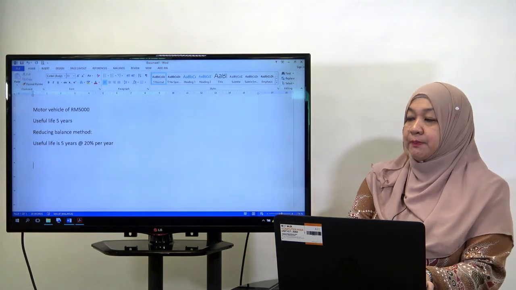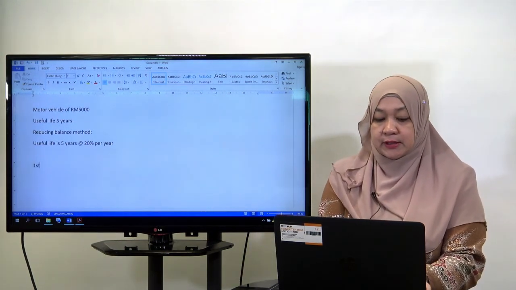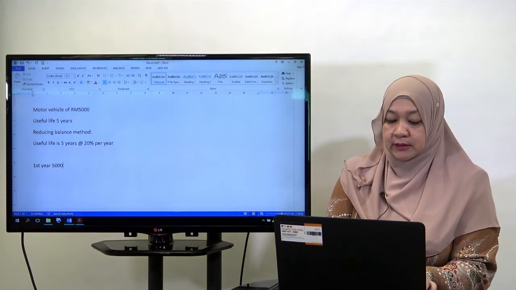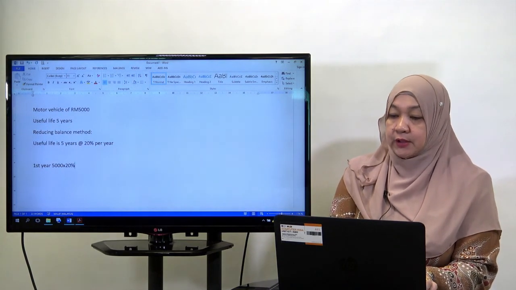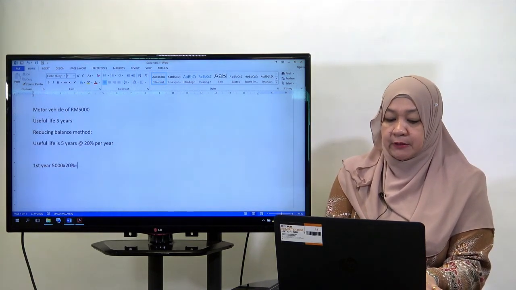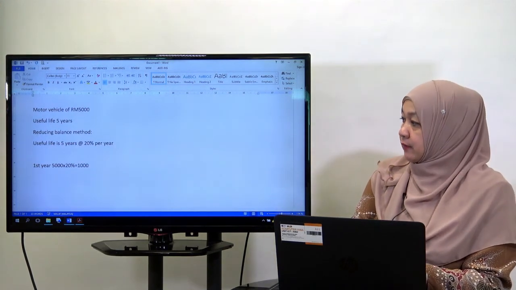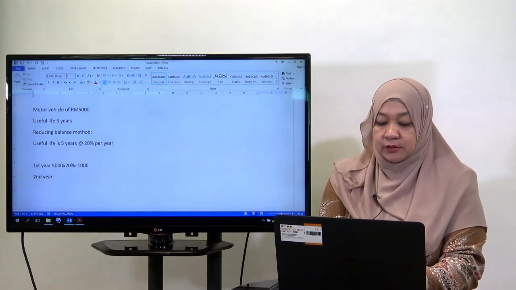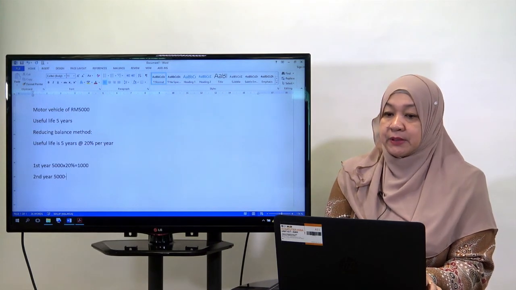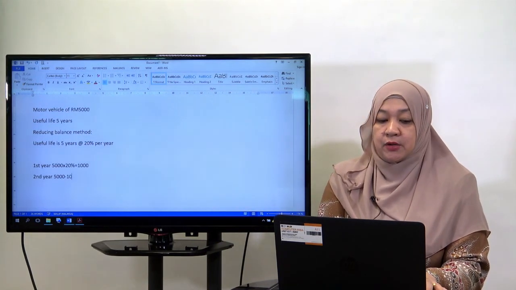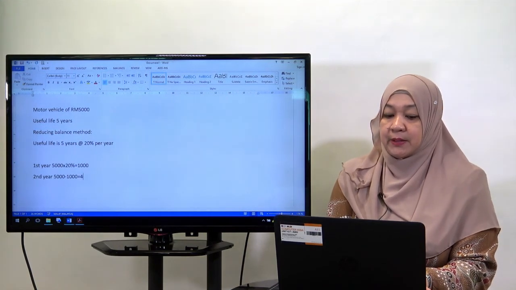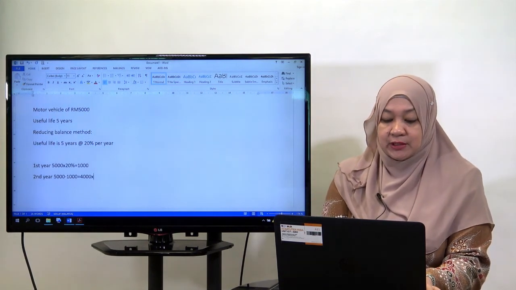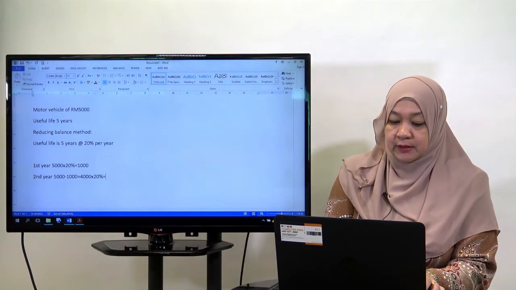So when you want to determine your depreciation amount for the first year, you take the cost amount 5,000 times 20%, and that is chargeable for the first year. Then the depreciation for the first year is 1,000. When you go to the second year, you take the cost minus the total depreciation already charged, which is 1,000. So your carrying value becomes 4,000. Times 20%, you have 800.